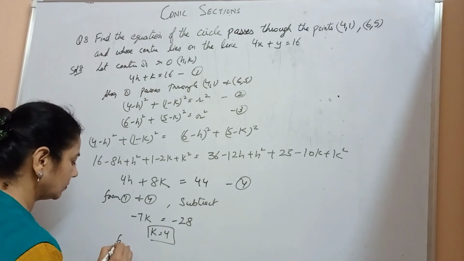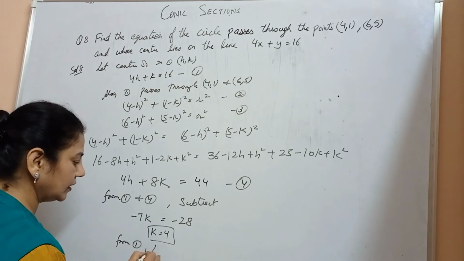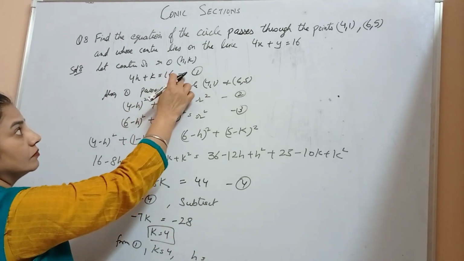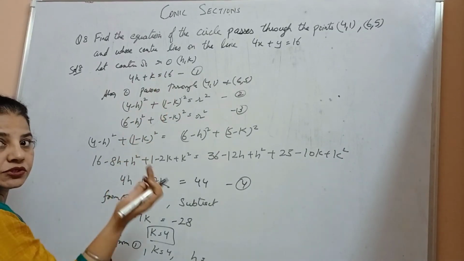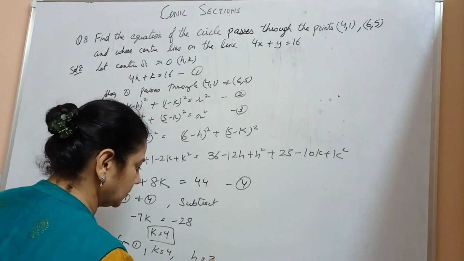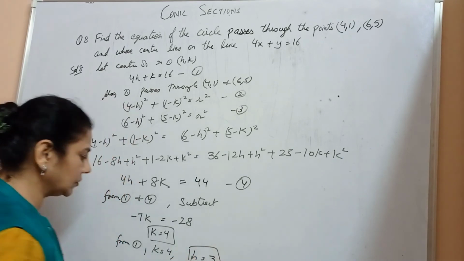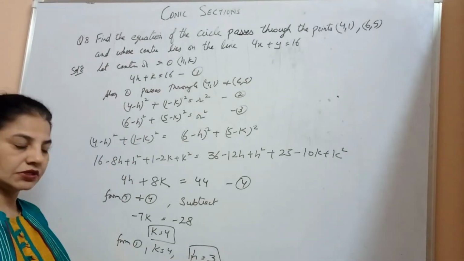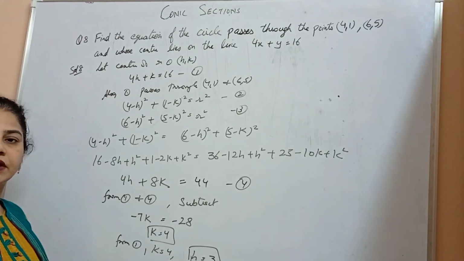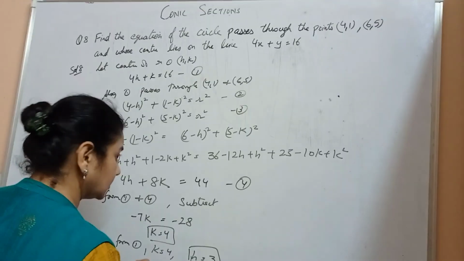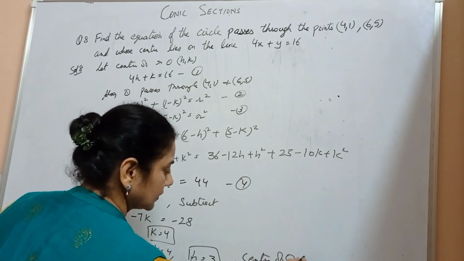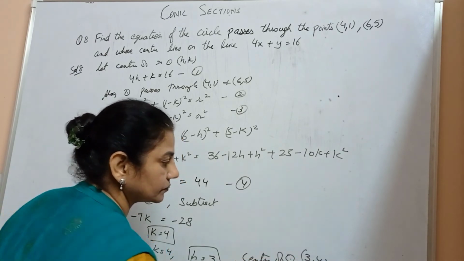So from equation 1, when k is 4, I get h is equal to 16 minus 4 is 12, and 12 divided by 4 is 3. h is equal to 3. Now h and k are the center of the circle. So we have 3 and 4 as the center of the circle.